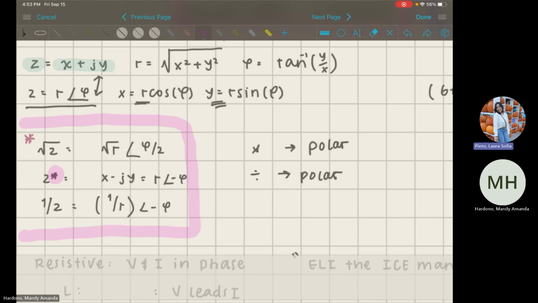Y'all know this symbol? What does that mean? Complex conjugate. So basically, you're going to want to take the opposite of the sign that's in between the two components. So if you have x plus jy, the complex conjugate of that would be x minus jy. And then vice versa, the complex conjugate of x minus jy is equal to x plus jy. If you have it already in the polar form, you'll just keep the magnitude the same, but the angle has the opposite sign.